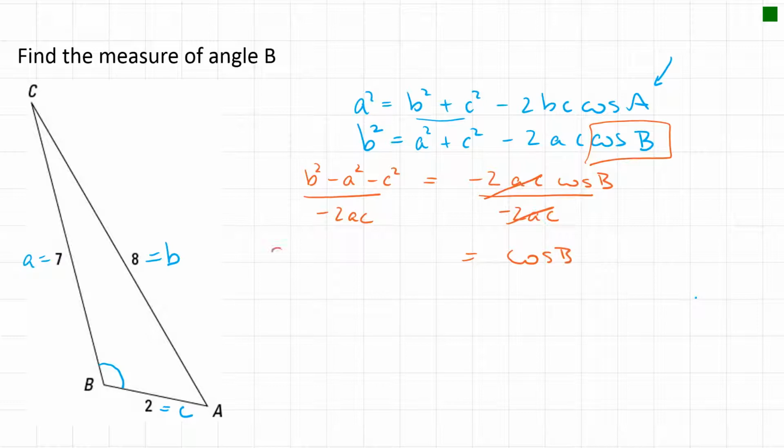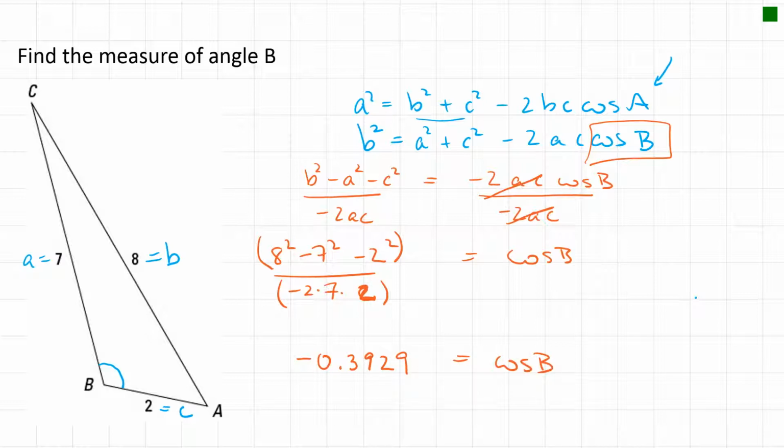So b squared is 8 squared minus 7 squared minus 2 squared, all over negative 2 times 7 times c. And c is 2. Sorry, I forgot that there. And now we're going to do all of this in the calculator, remembering brackets, and we end up with negative 0.3929 equals cosine B. Don't worry about the negative sign.